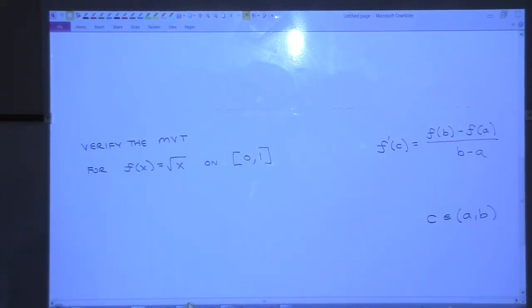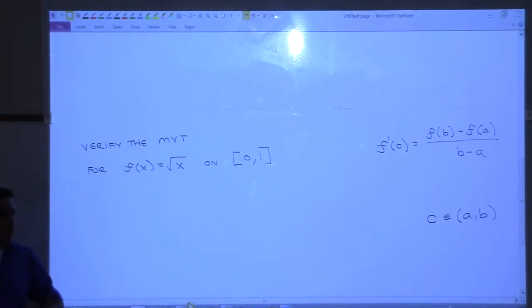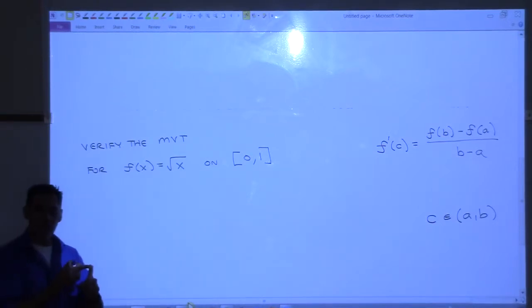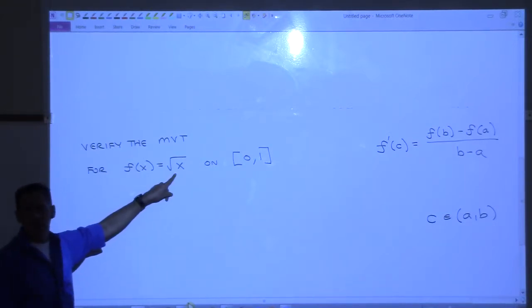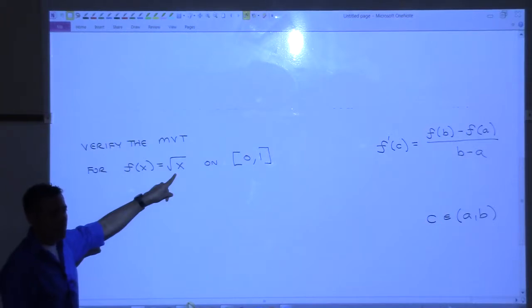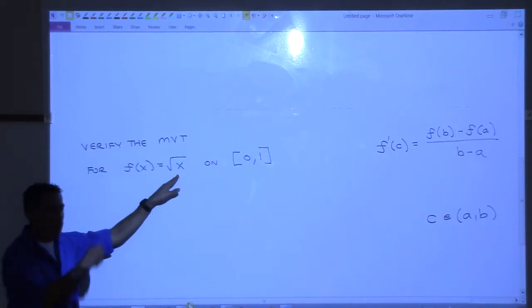All right, so we're supposed to verify the mean value theorem for this function on this interval. In order to use the mean value theorem, we must have a continuous function on a closed interval. Is this a continuous function? As long as you're on its domain, right? So you can't have negatives in here. You can have 0, but you can't have negatives. And we're looking between 0 and 1. So this is a continuous function on that interval.